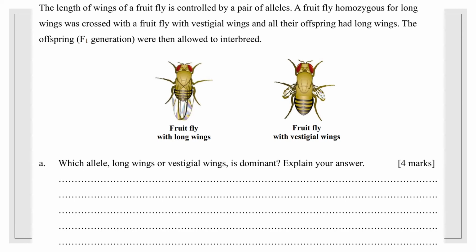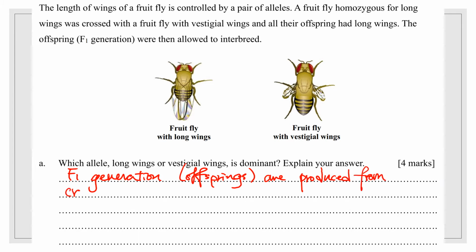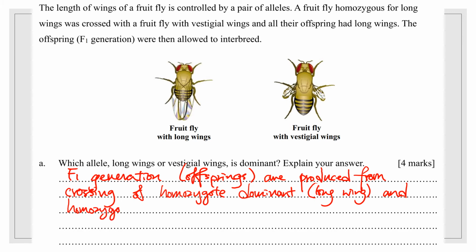First of all, the F1 generation, that means the offspring, are produced from crossing of homozygous dominant, that means the long wing, and homozygous recessive, that means the vestigial wing.